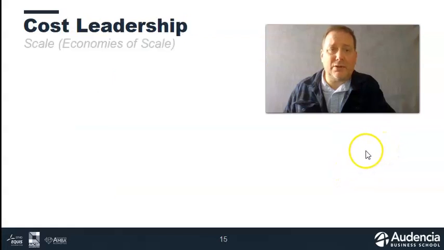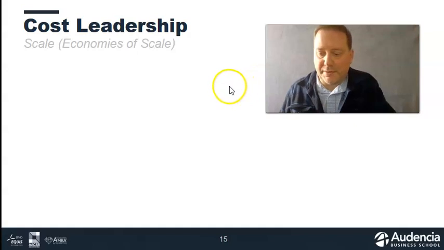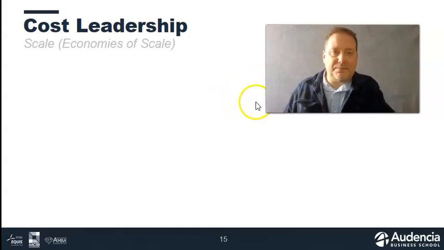So let's take a little bit closer look at cost leadership. Now, cost leadership is based on, again, having the lowest cost of production, distribution, supply, etc. So how do we get low cost? How does that come about?